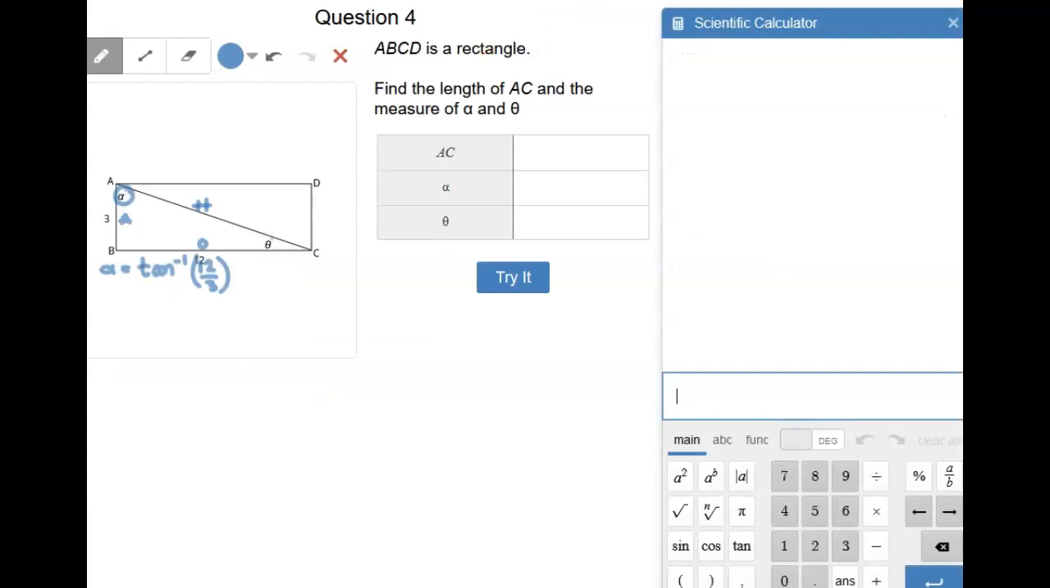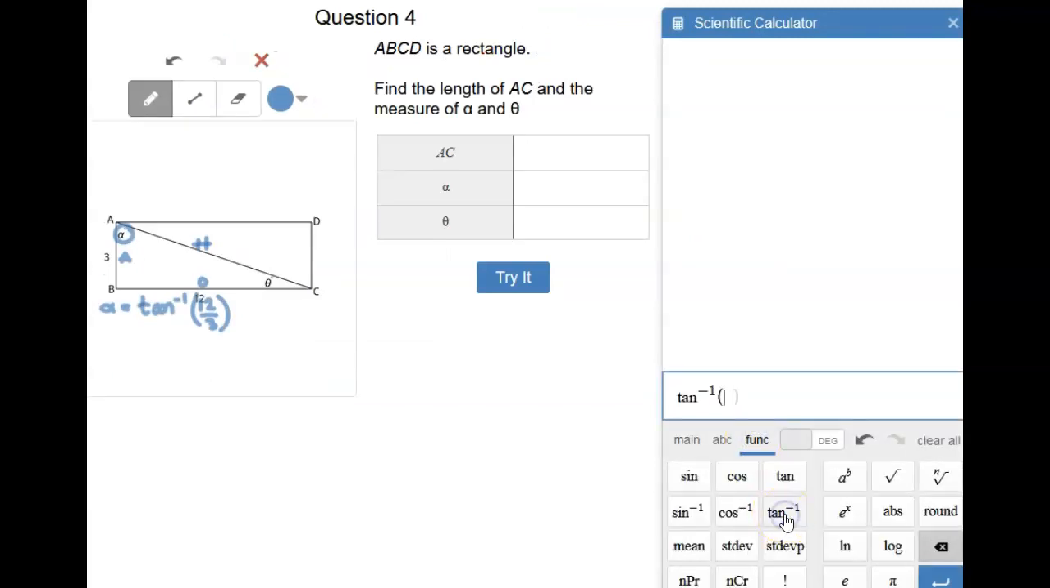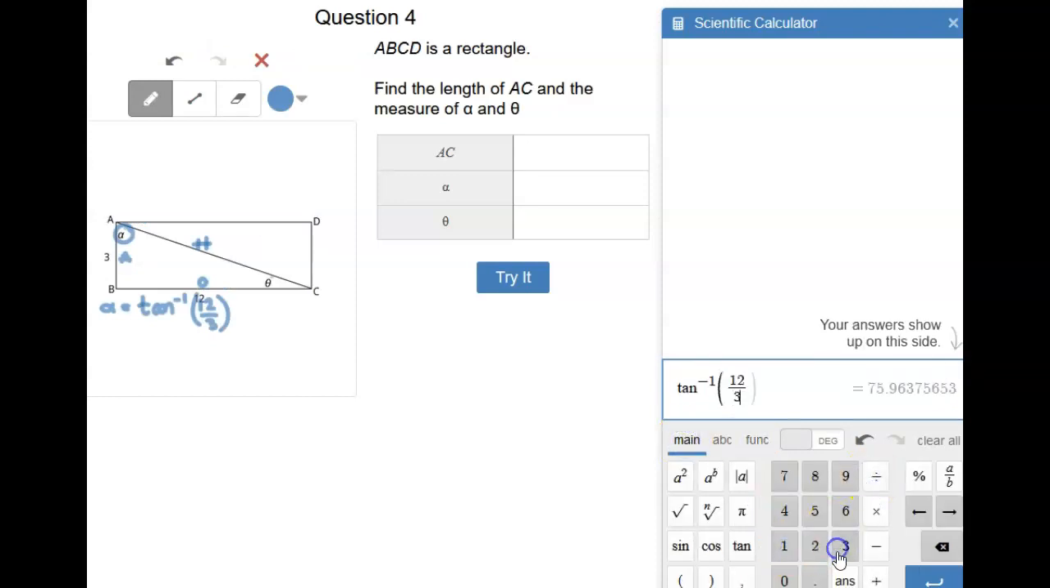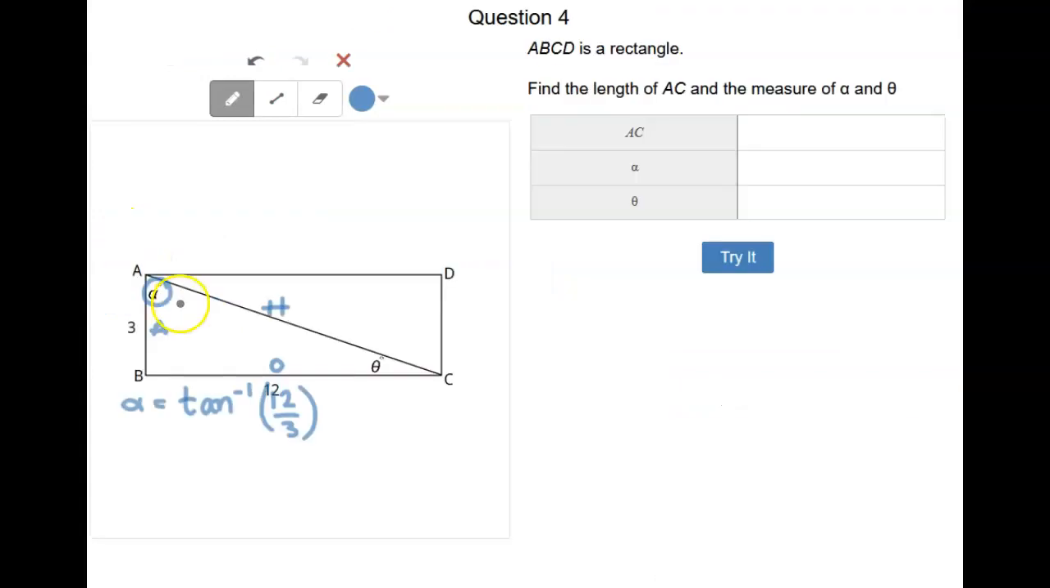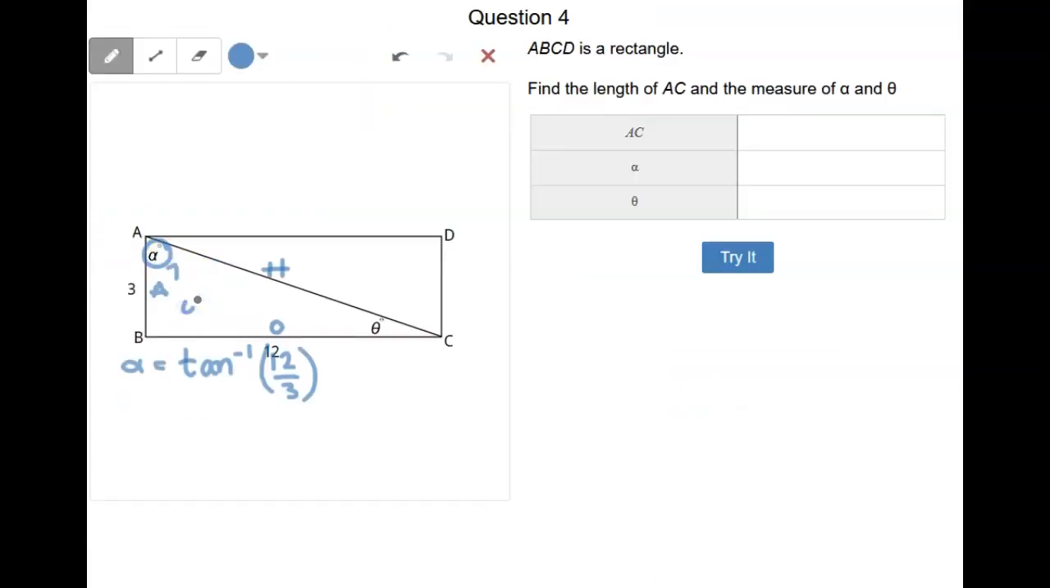So we're going to put this into our calculator. You have to go to the function side, so the inverse tangent of 12 divided by 3 is 75.9, which is going to round up to 76. So the angle up here for alpha is approximately 76 degrees. Now we know that the angles in a right triangle are complementary. So if this angle here is 76 degrees, then the angle down here would have to be 14 degrees.